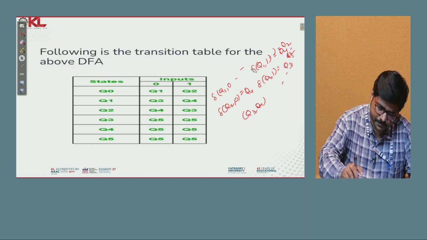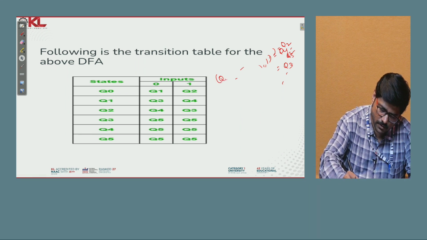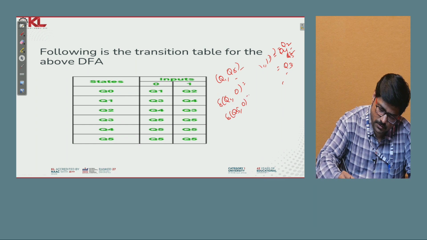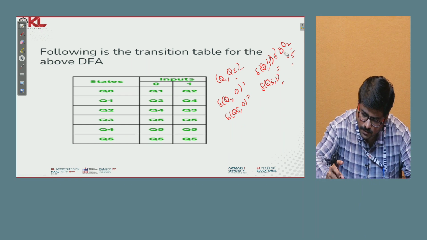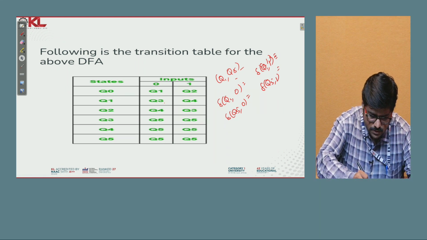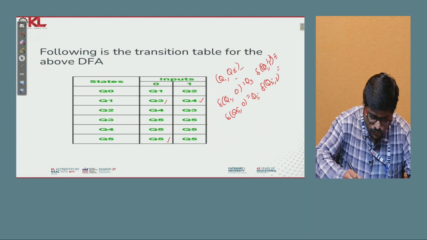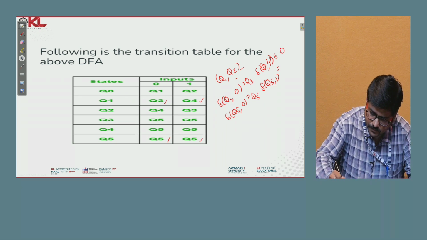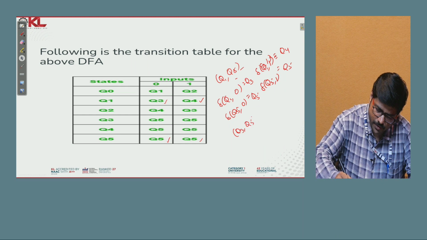So next unmarked pair is q1 q5. Let us take q1 q5. Delta of q1 q5 we have to check. Delta of q1 to 0, delta of q5 to 0. Similarly, delta of q1 to 1, delta of q5 to 1. What is q1 to 0? q1 to 0 is q3. q5 to 0 is q5. q1 to 1 is q4. q5 to 1 is q5. That is q3 q5 and q4 q5. There are two pairs we have got, q3 q5 and q4 q5.